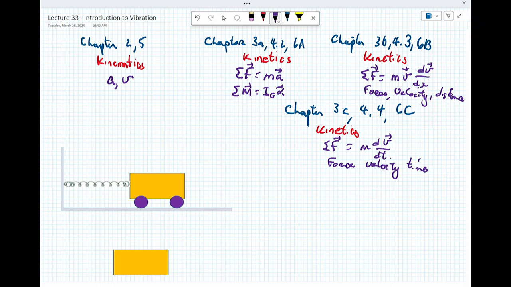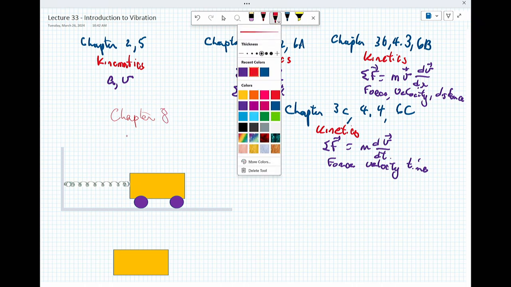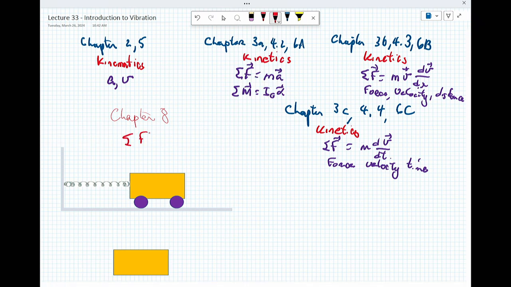So where we're going to go today is chapter 8, which is vibrations. And often when you think about vibrations, you say, well, this has nothing to do with anything I've done up till now. But really, it is an expression of this form of the second law: sum of forces equals m x double dot. And we are going to write a set of ordinary differential equations for these particular cases.